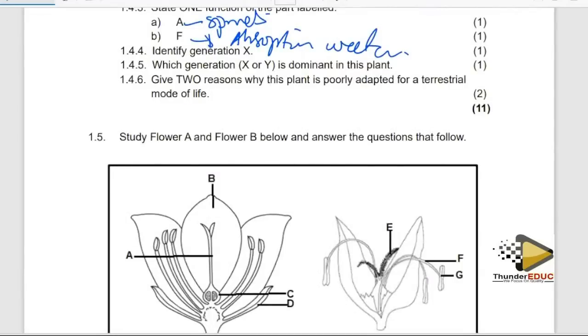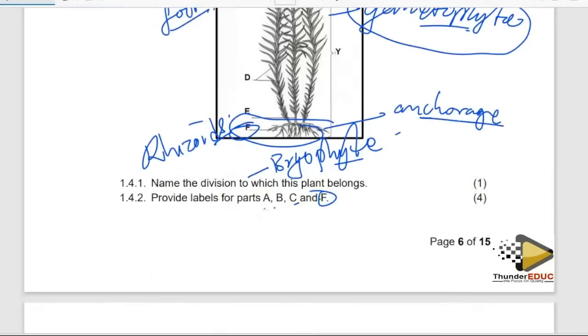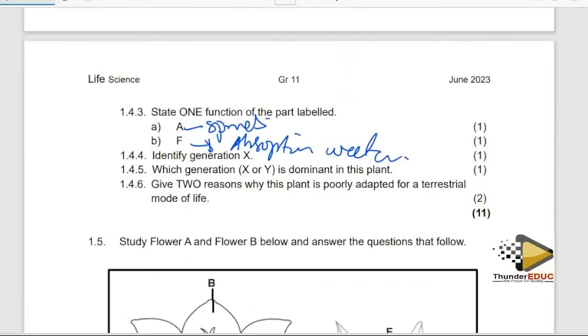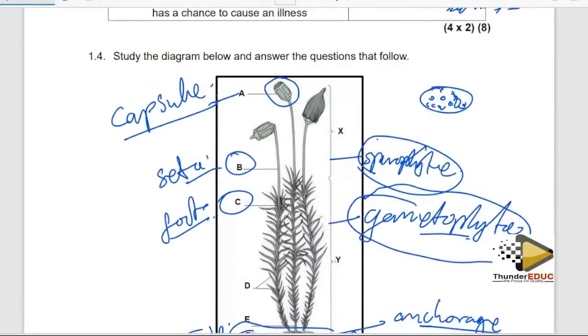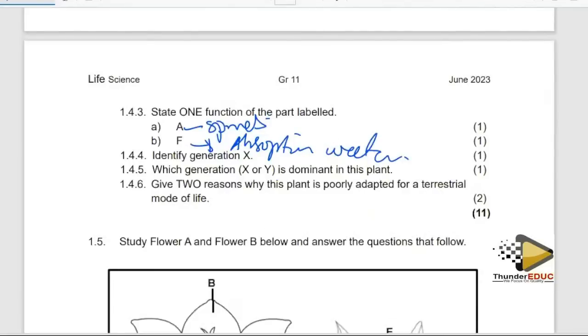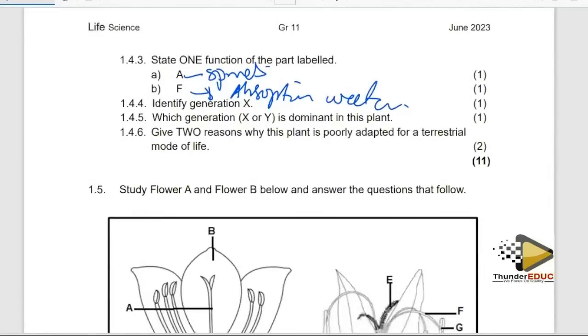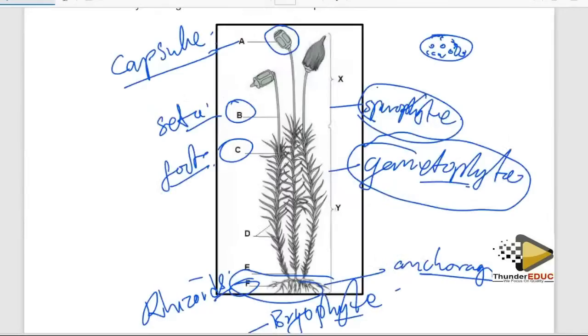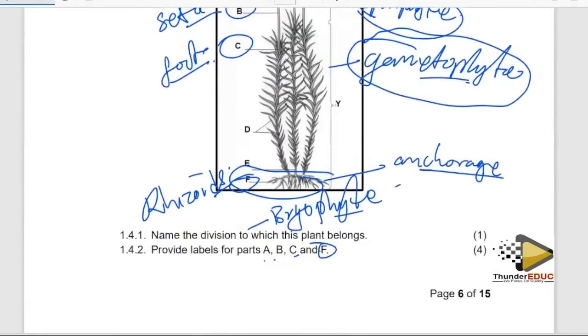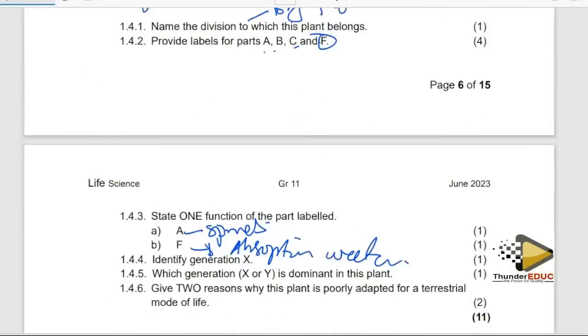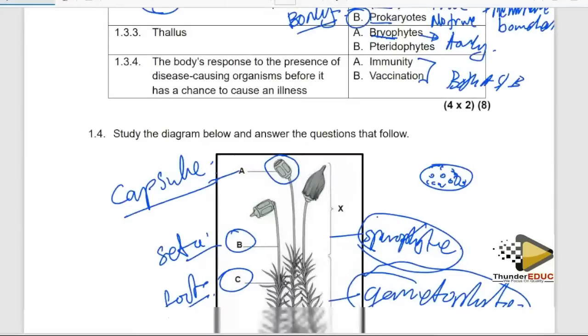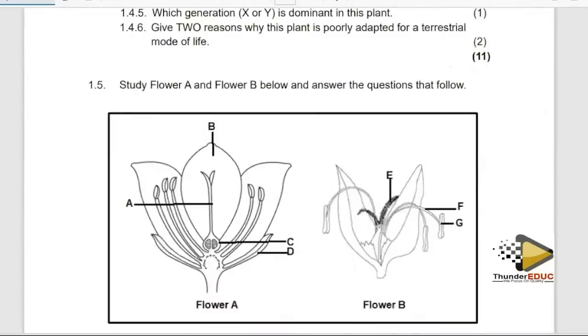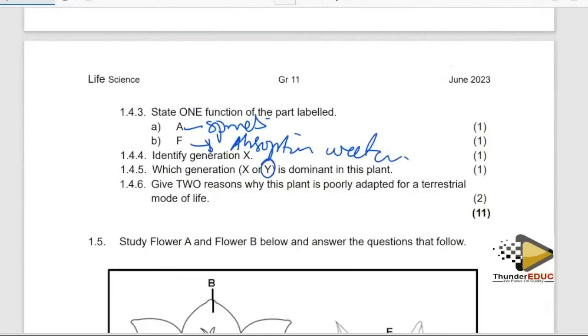Which generation, XY? We have identified the generation XY that is dominant in this plant. So we say that X, based on this, let me check, X is the sporophyte. So we say that gametophyte is the dominant generation. So meaning that it is Y. So the answer becomes Y here. It's the dominant generation.